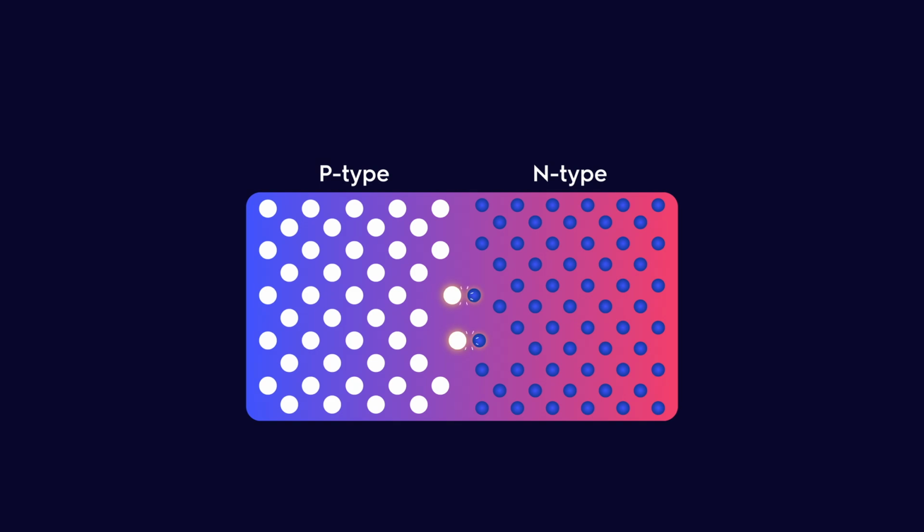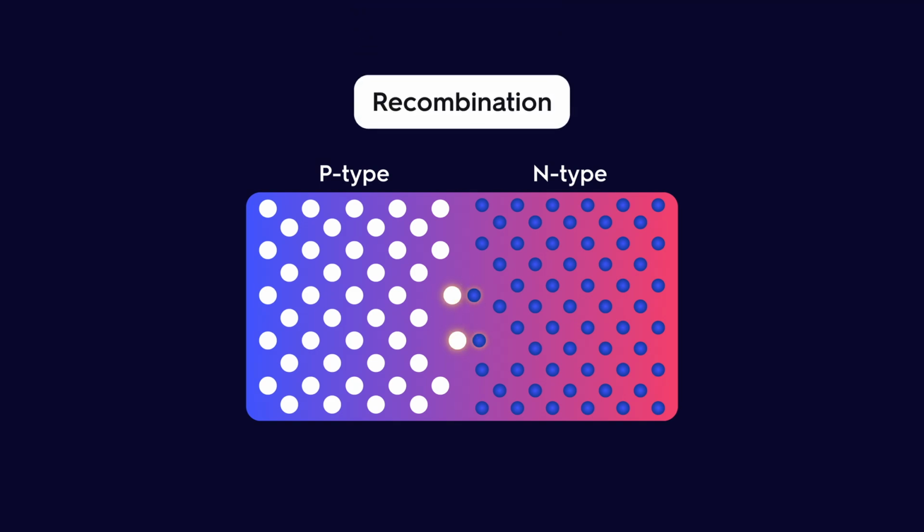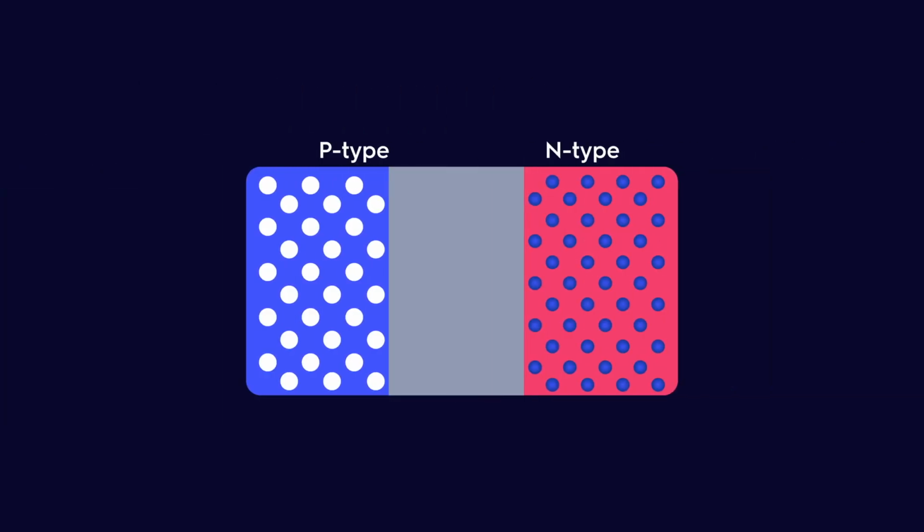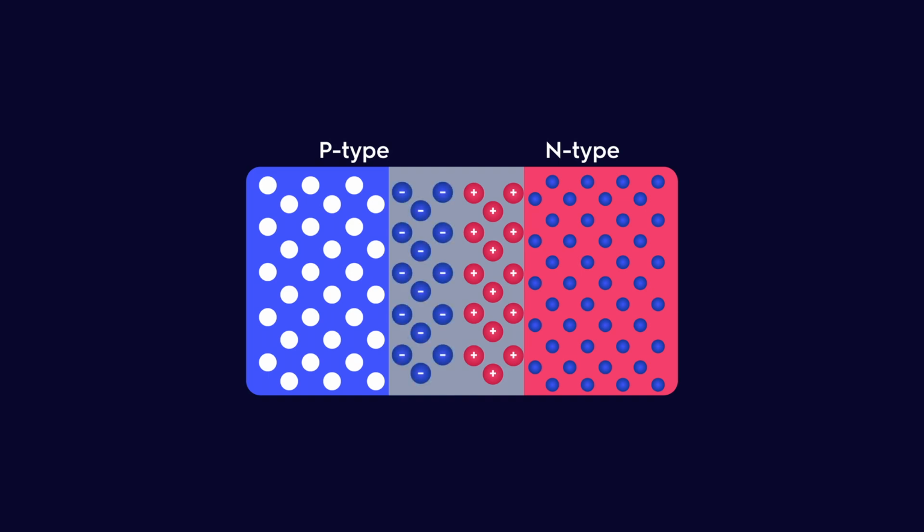When an electron meets a hole, they recombine. That means the free electron fills a vacancy, and the pair is no longer a free mobile charge carrier. Recombination removes the mobile carriers near the junction, but the dopant ions cannot move, so you uncover a region with exposed fixed charges, positive donor ions on the n side and negative acceptor ions on the p side. This is the depletion region.